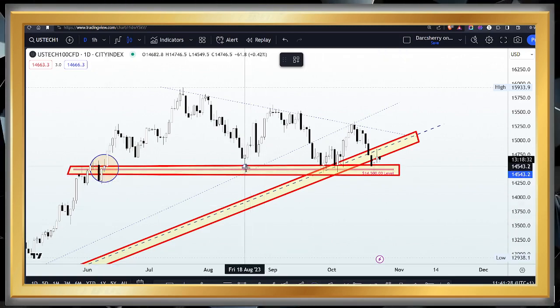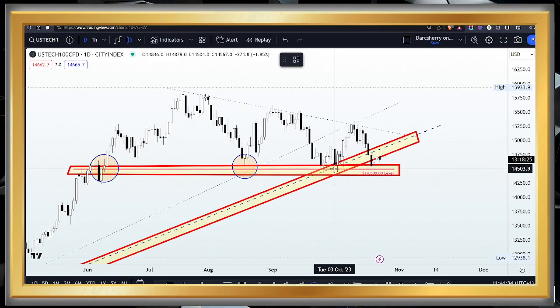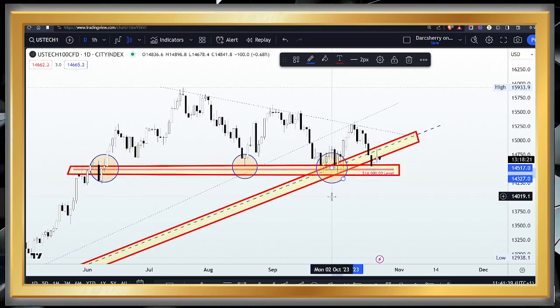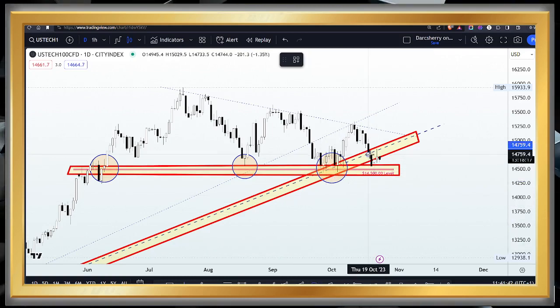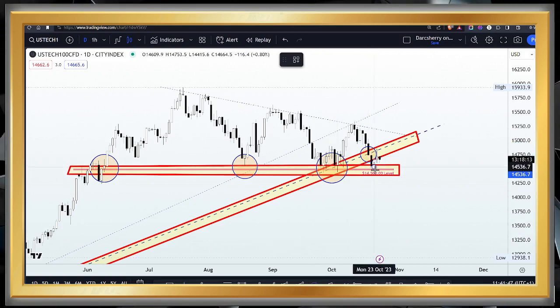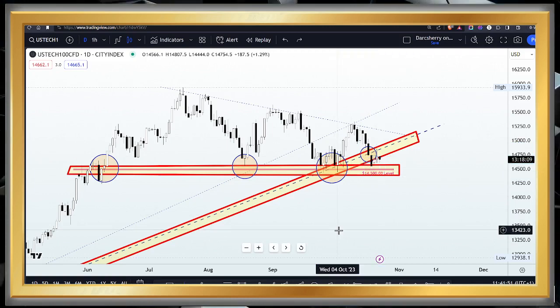Fast forward to the month of August, we saw how sellers were finding it difficult to break through. And look at what happened here in the month of September, October. We saw the same thing happen again. Now, last week, despite the breakdown of this ascending trend line for the first time, you see that this zone here again negated the attempt by the sellers to continue the momentum to the downside.